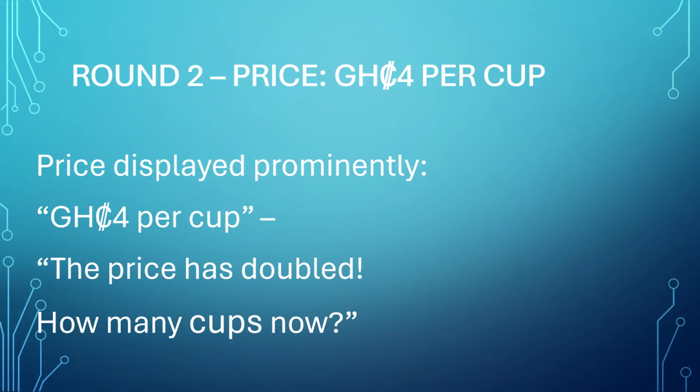Round 2. Now we move to round 2. The price has changed. Gari is now 4 Ghana cedis per cup. That's double the price from round 1. It's more expensive now. Think about this. At 4 Ghana cedis per cup, how many cups will you buy? Will you buy the same amount as before, more or less?